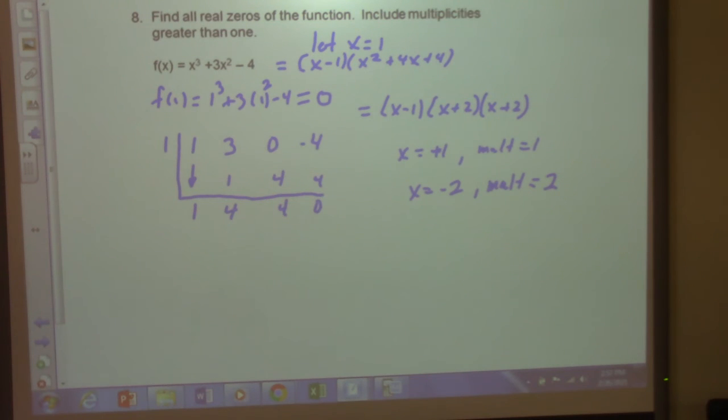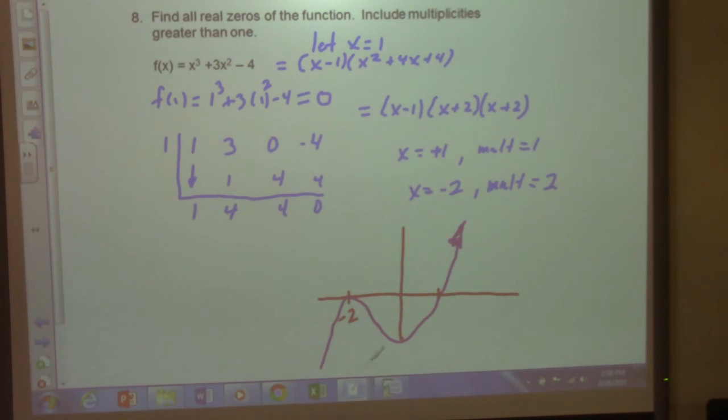And so now with this you can sketch pretty quickly, right? You have your x-intercept of negative 2 and your x-intercept of 1. You know you have a cubic function here, so you're going to come up here. What's your multiplicity at x equals negative 2? 2, bounce. So when we come down here, your multiplicity at x equals 1 is going to be 1. Like this.